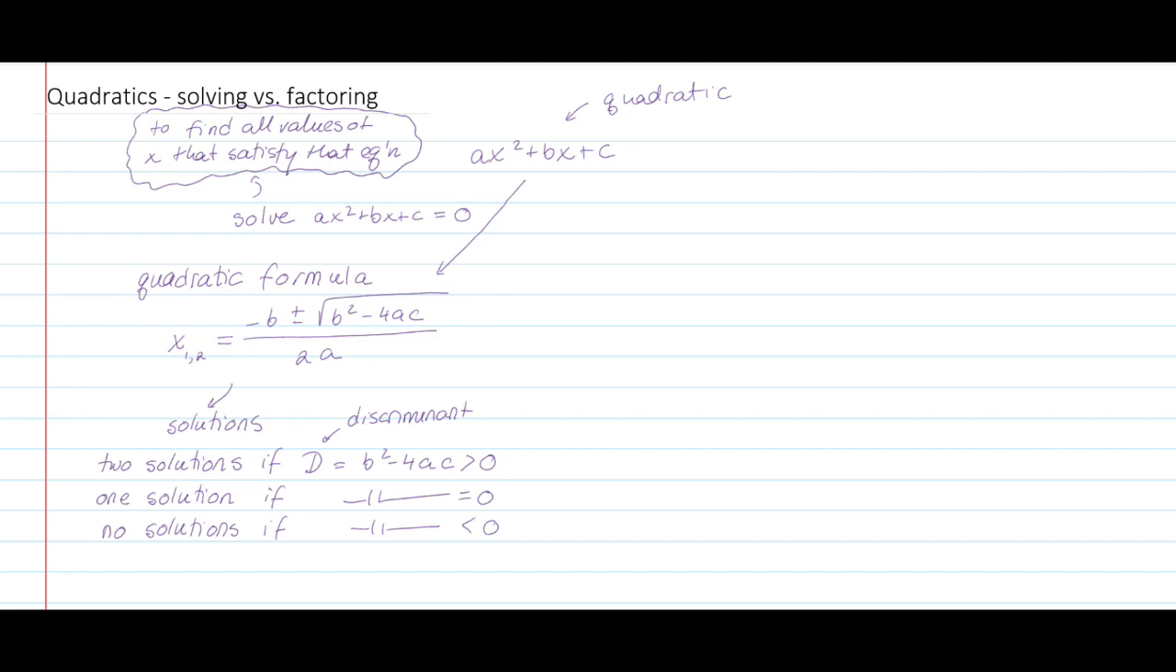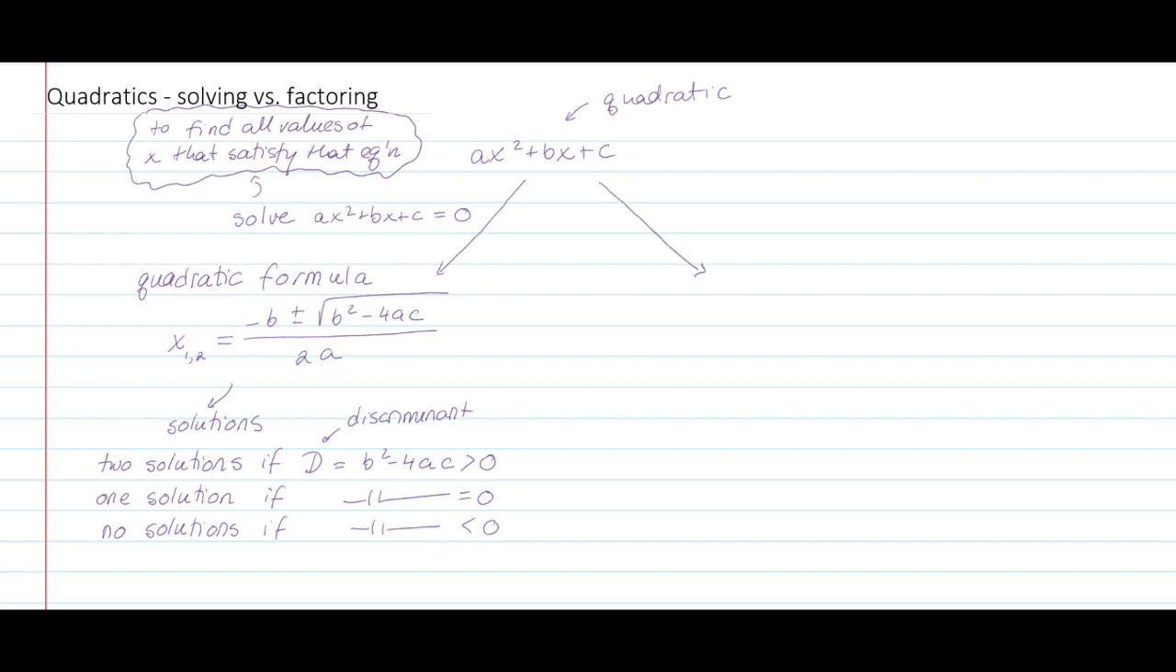So this is what we do if you're asked to solve an equation that involves a quadratic. Now sometimes it's not going to be something equals 0. You might have to rearrange the equation so that you put everything on one side and get it into this form, in which case you can apply the quadratic formula.